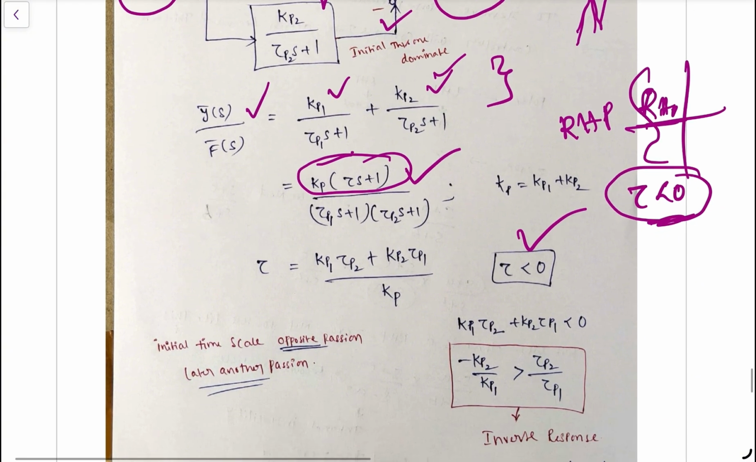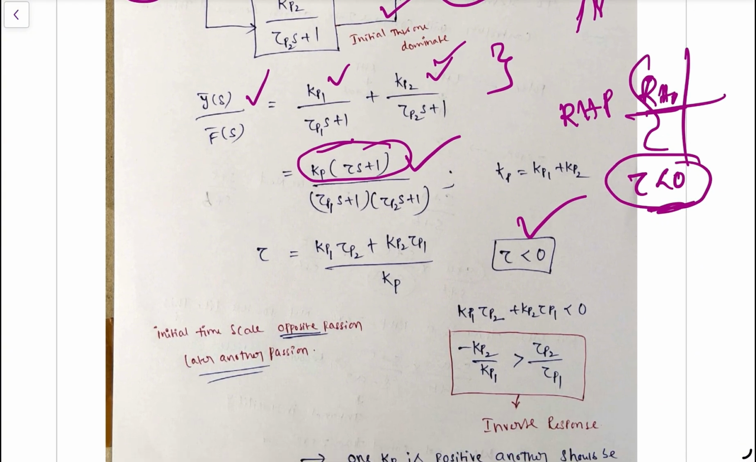So what is the condition for that? That is Kp1 tau p2 plus Kp2 tau p1 less than 0. This means one gain is positive, one gain is negative, so opposite dynamics effects exist. So inverse response is the net result of two opposite direction effects.